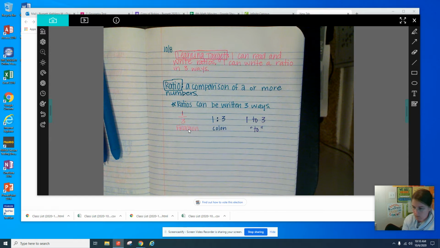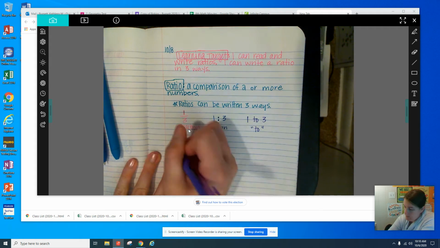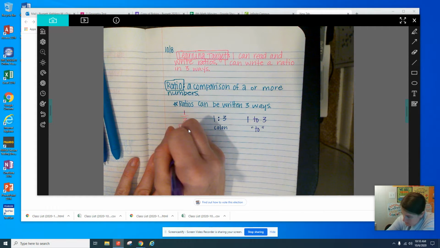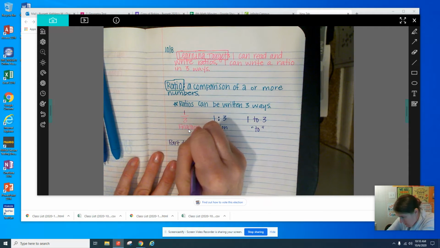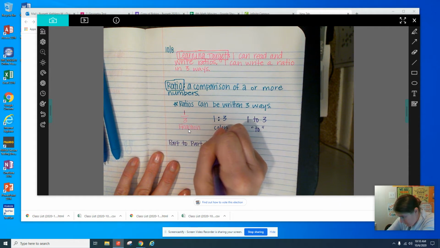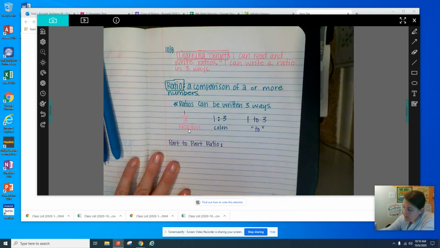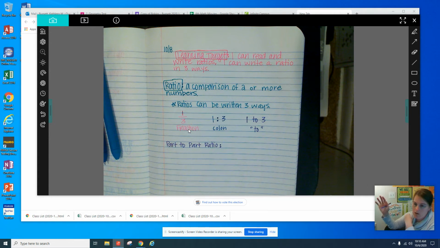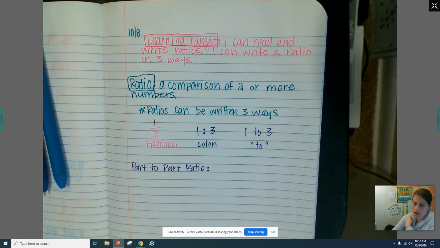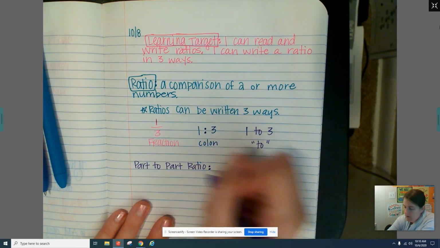The other thing I want to go over is there's a couple different types of ratios that we're going to talk about. The first one is a part to part ratio. I'm just going to give you an example. We're not going to write down the whole definition because I want to keep this simple. Part to part is when you're comparing 2 parts of something. I could say the ratio of dogs to cats.